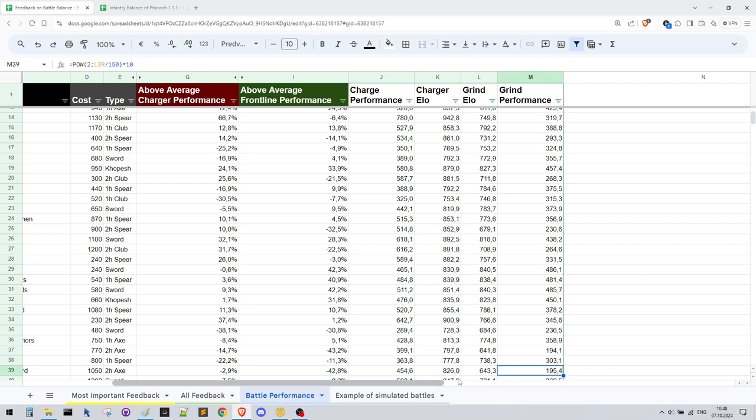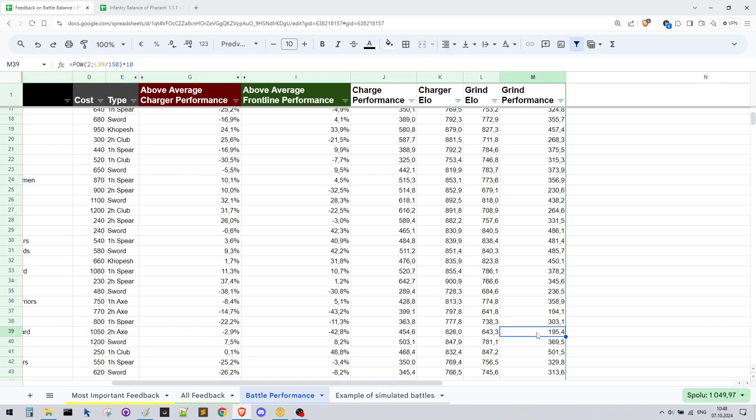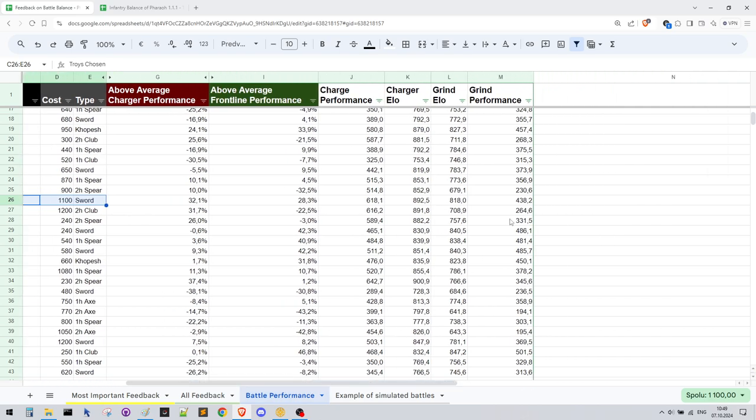Oh, let's have a look at this unit. This is a very good example. Here, Elite Canadian Vanguard, if we are going to use it as frontline, it would be 2 times weaker than, let's say, this 400, Troy's chosen. Yeah, so that would make sense. If you are going to use two elite chargers as a frontline, they would have similar performance to the one Troy's chosen as frontline. Yeah. And now we got some numbers that we can work with.